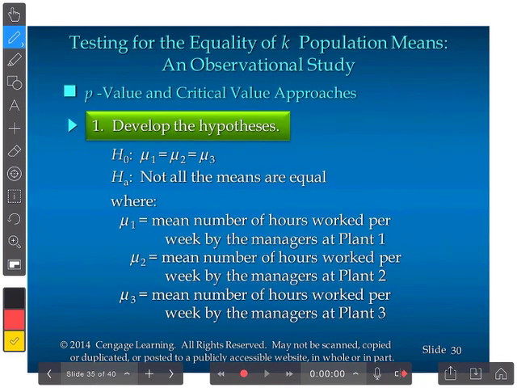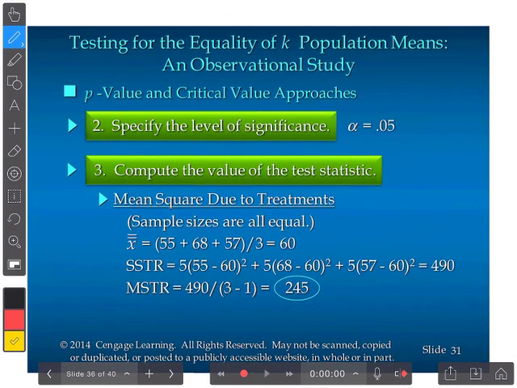Okay. Here are our hypotheses, where mu represents the mean number of hours worked by the managers. And so mu1 for plant 1, mu2 for plant 2, mu3 for plant 3. And we specify the significance level, 5%, and compute the value of the test statistic. So if we do this, we have X double bar, which is the grand mean, and we just simply average the three means from the treatments, and we will get that. So it's 60 in this case.